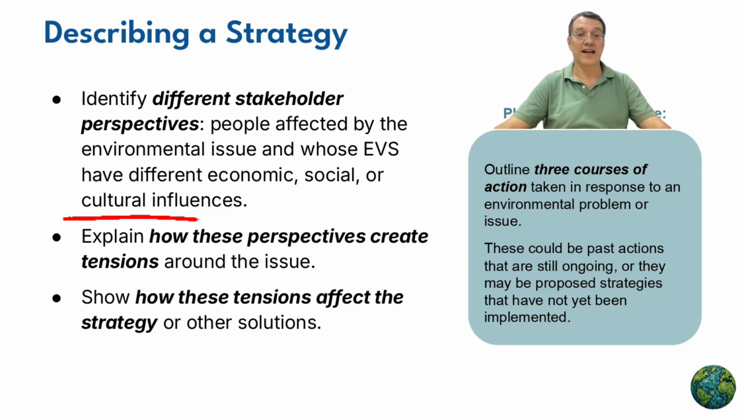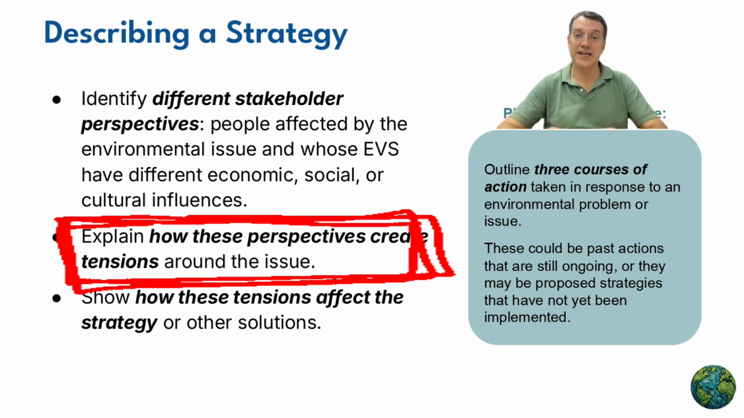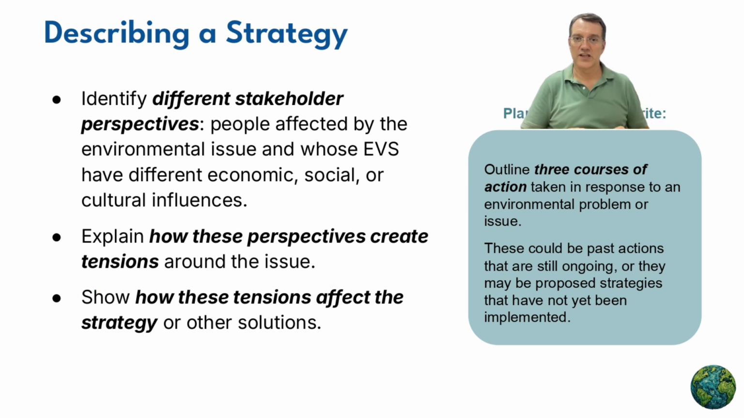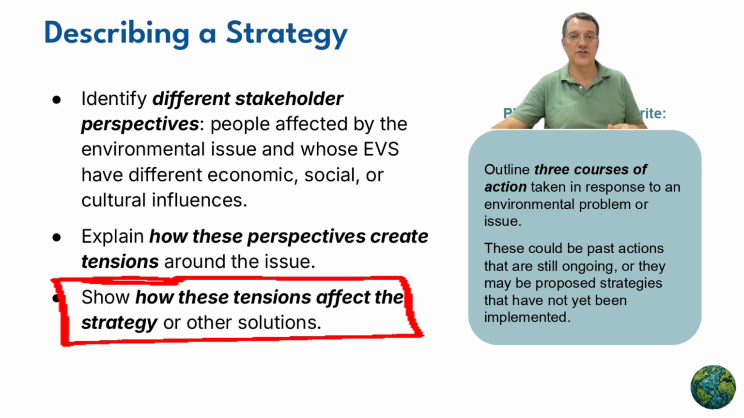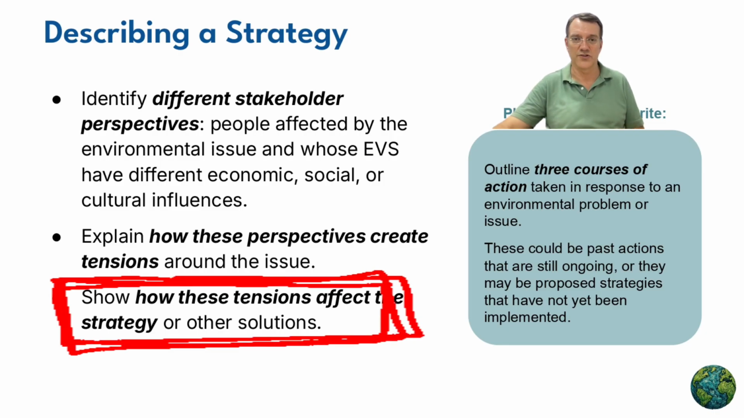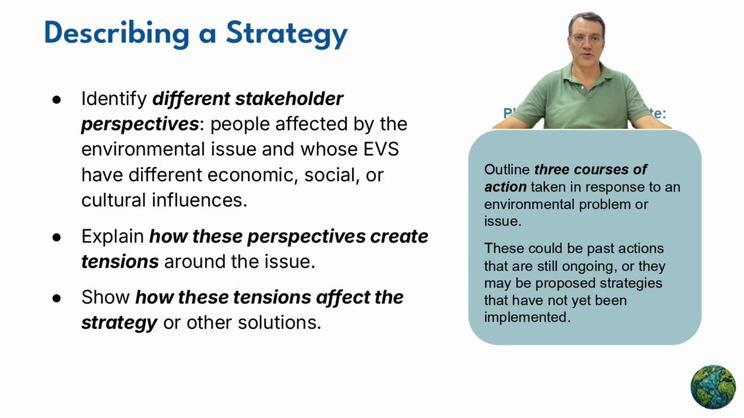Next, you need to explain how these perspectives create tensions around that issue. Don't just list what different groups want. Dig into why their views clash and how their conflicts emerge from those differences. And then finally, you want to show how those tensions affect the strategy or other possible solutions. What happens when people disagree? Does the strategy get weakened? Does it get delayed? How does it get modified? Does it fail to achieve its goals? Right? Think about all of these questions and be very specific about the consequences. Don't use broad, vague terminology.